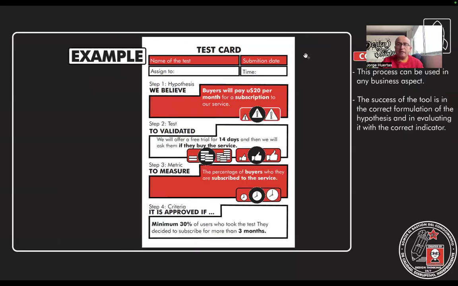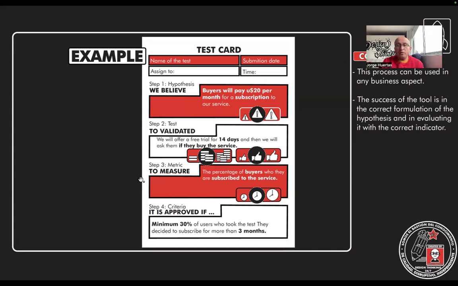So the example here, I'm going to show you. The first thing, we believe, is the hypothesis: buyers will pay $20 per month for a subscription to our service. So this is a valid hypothesis because I'm guessing that this could happen. Okay, how am I going to validate this? We will offer a free trial of 14 days, and then we will ask them if they buy the service. So of course, this is not cheap because I'm going to give free trials, and the information is kind of reliable.